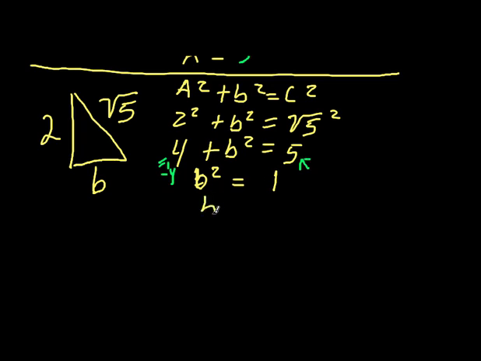So we have B squared is equal to 1, and we have to take the square root of each side. Take square roots. B is equal to the square root of 1. We know that the square root of 1 is 1. And that's basically the Pythagorean theorem.